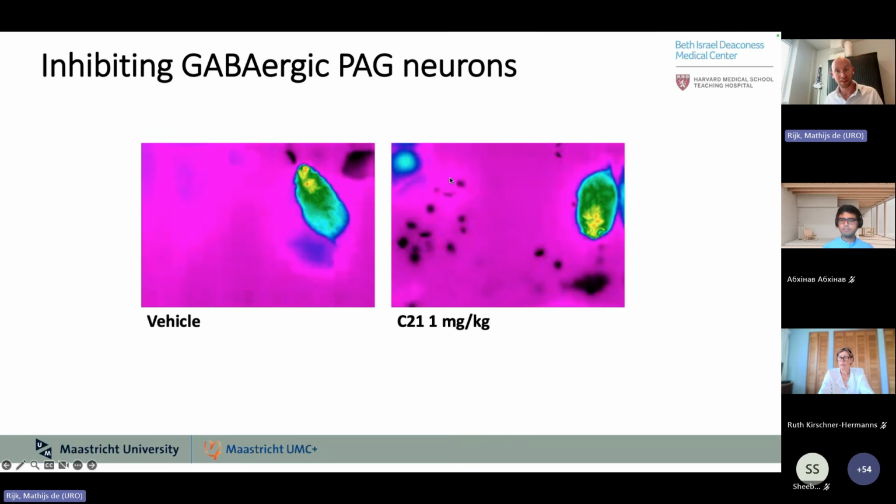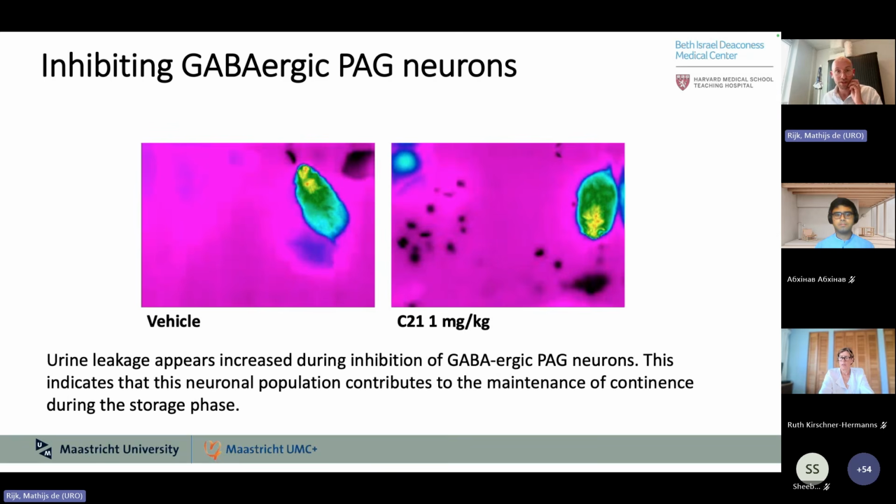Ultimately, it seems that they lose that inhibitory control. This is very much pilot data, but it shows that they lose the inhibitory control over urination. So that could also confirm that these GABAergic neurons in the ventrolateral PAG contribute to the delay of urination.